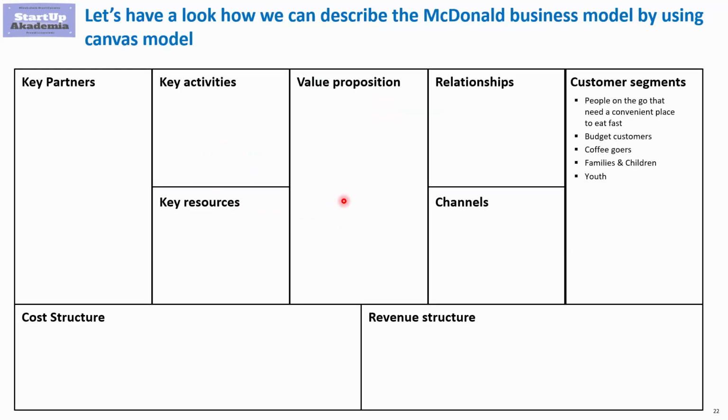When it comes to customer segments, McDonald's is targeting big groups, especially people on the go that need a convenient place to eat fast. McDonald's is perfect as well for budget customers. In the last few years, they have tried to capture also coffee-goers with the McCafe concept. If you look at demographics, they target families with children and a lot of young people.